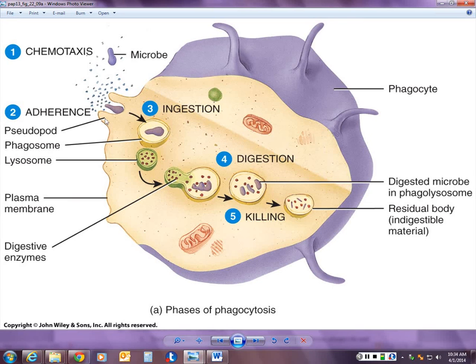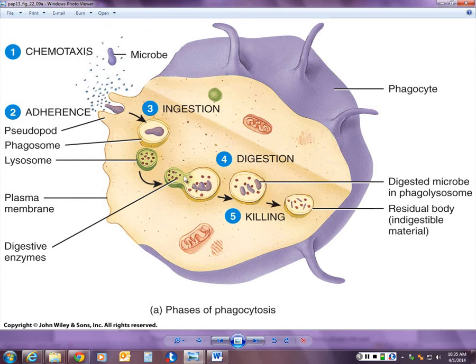As it would imply, ingestion is bringing the target microbe into the phagocyte. This happens as pseudopods, which are extensions of the cell membrane, extend out and begin to surround the target microbe. Once the pseudopods come together, they form a small vesicle called a phagosome. At this point, the microbe or target matter would be ingested. These phagocytes contain digestive organelles called lysosomes. The digestive enzymes found within lysosomes are going to be allowed to attack the target microbe as the phagosome and lysosome fuse together to form what's called a phagolysosome.